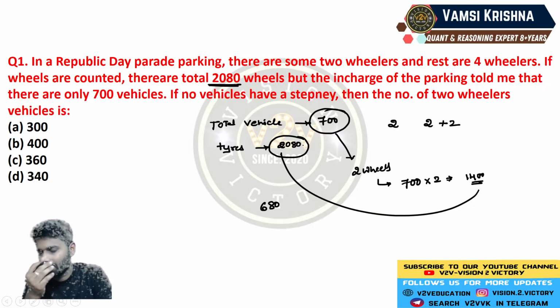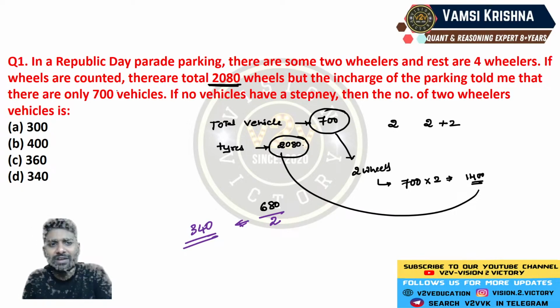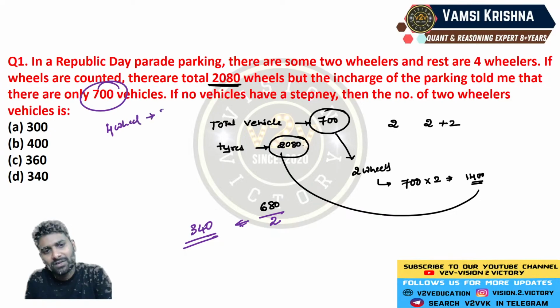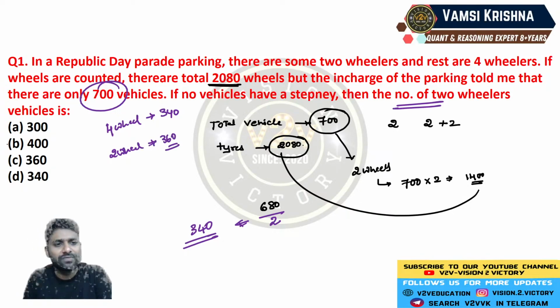four-wheelers are also available. A four-wheeler has two extra wheels compared to a two-wheeler. That's why we just divide by 2, and the total number of four-wheelers is 340. Now out of 700 vehicles, the four-wheelers are exactly 340. My question here is, how many two-wheelers are there? So the number of two-wheeler vehicles is exactly equal to 360. Check whether the question is about two-wheelers or four-wheelers. You have to choose your option as 360.